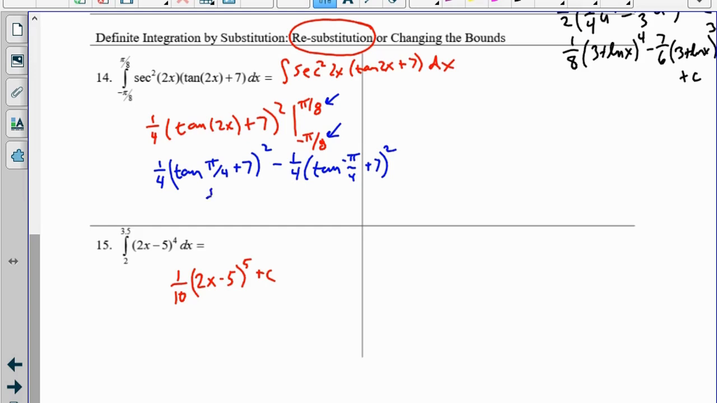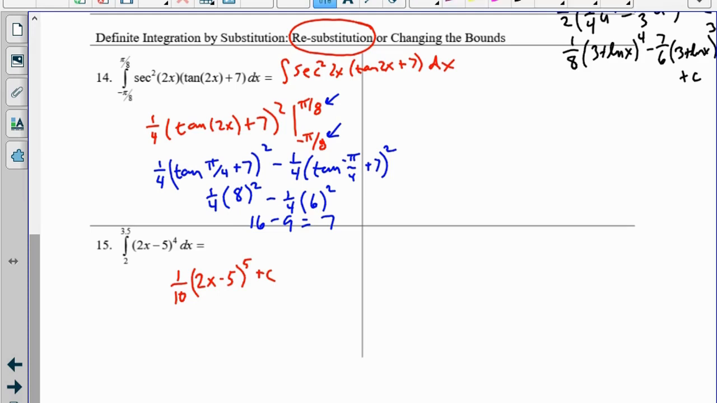So this is 1/4 times tangent of pi over 4 is 1. So 1/4 8 squared minus 1/4 tangent of negative pi fourths is -1. So this is 6 squared. We end up with 64 over 4, which is 16. We end up with 36 over 4, which is 9. 16 minus 9 equals 7. So this definite integral, we would get 7.